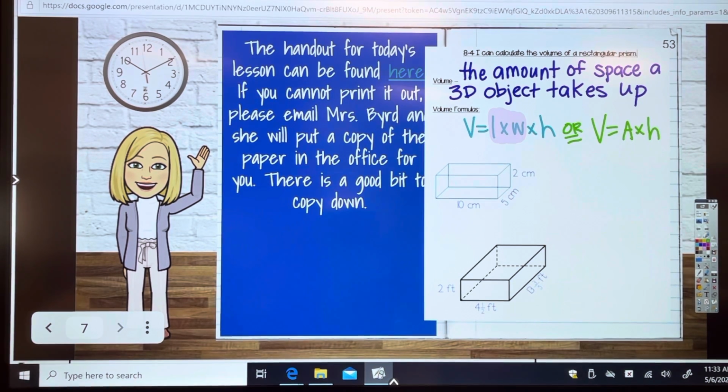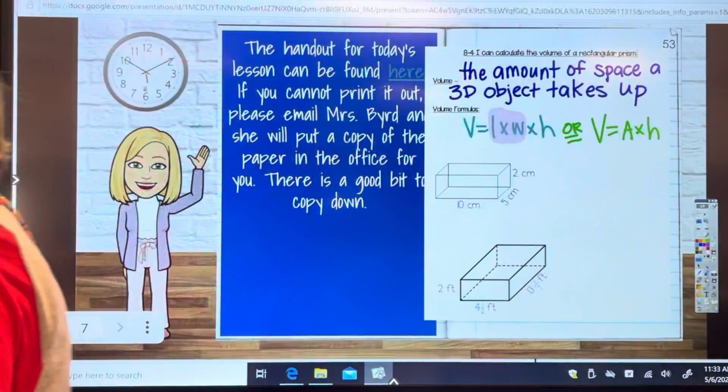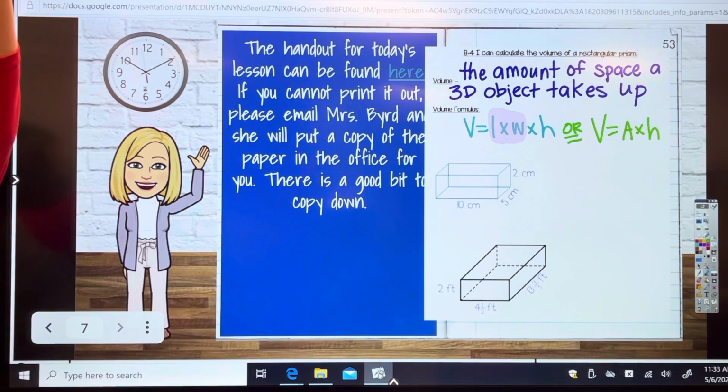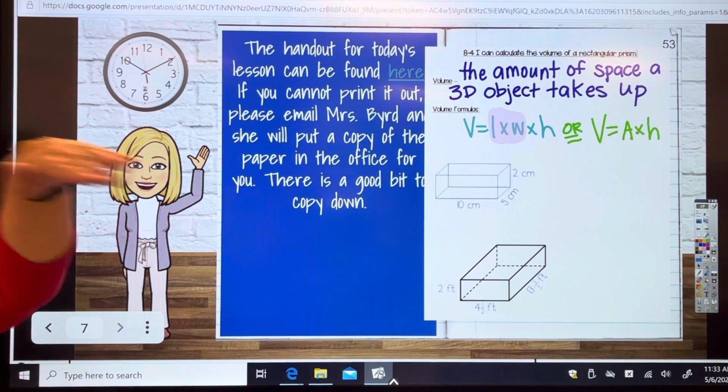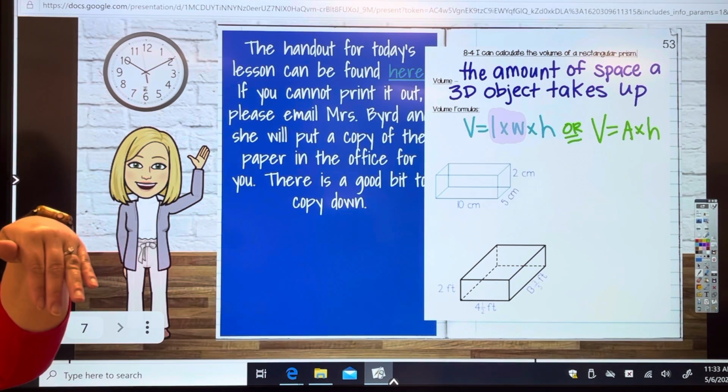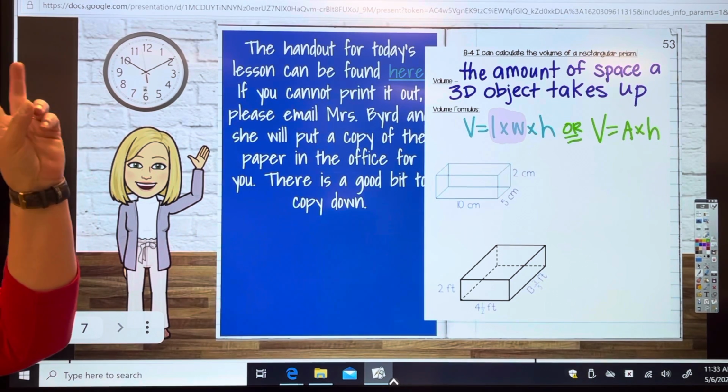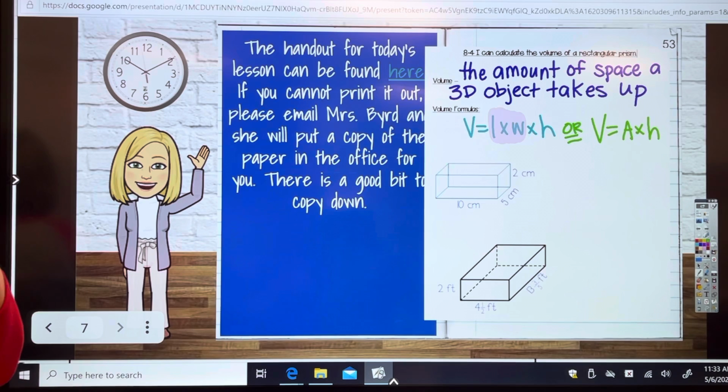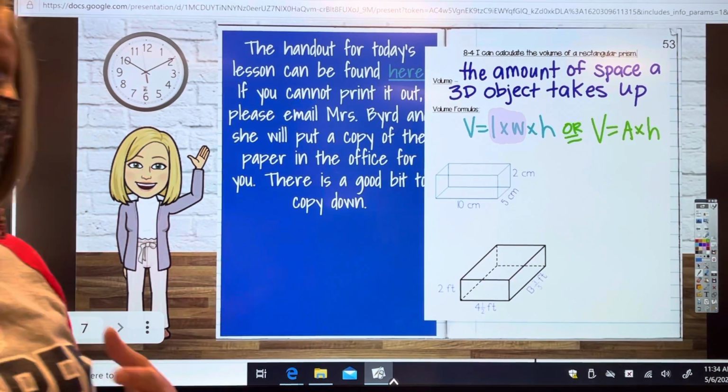Now, before 6th grade, you figured out volume. How many people remember doing this before? But guess what? It is not totally different. It is completely the same. But we are going to have fractions and decimals in our measurements. Remember, I keep telling you, when we are doing math right now, we are taking everything we've learned all year and putting it all together.